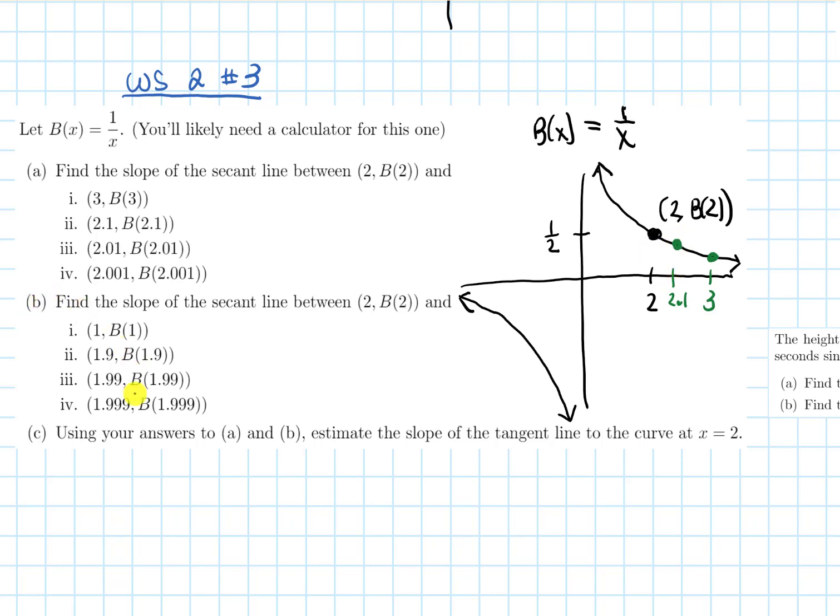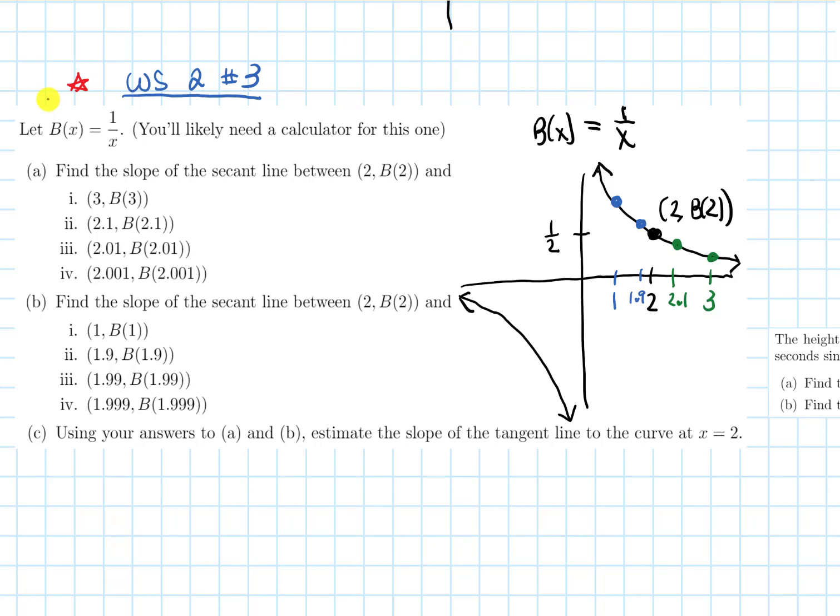Then if we look at part B, it wants to do it from the other side. In the first part of part B, I want the x-coordinate to be 1. That would be somewhere over here, and I'll get the slope of the secant line connecting that point and where x is 2. Then in part 2 of B, I will make it way closer to 2, getting it to 1.9. That's somewhere here, and I'm going to join a secant line between that point and the point where x is 2.